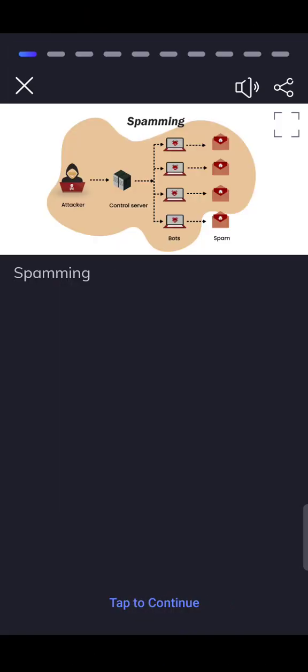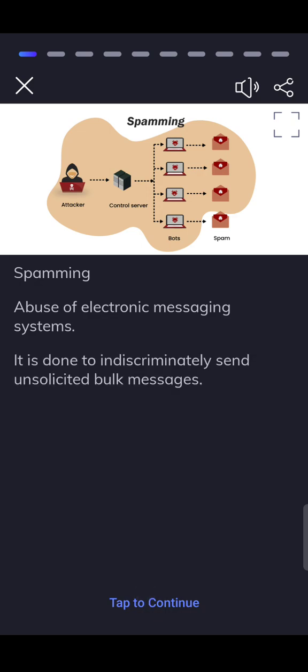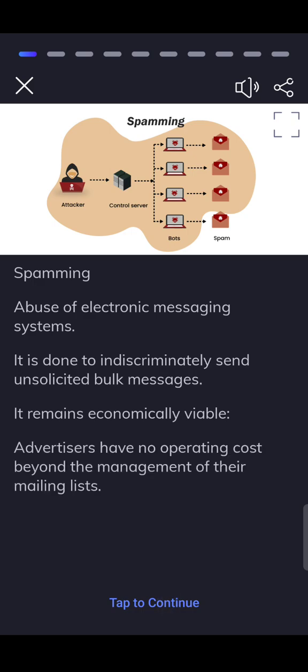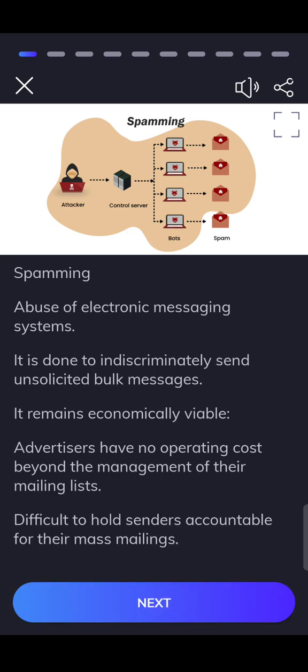Spamming. Abuse of electronic messaging systems. It is done to indiscriminately send unsolicited bulk messages. It remains economically viable. Advertisers have no operating cost beyond the management of their mailing lists. Difficult to hold senders accountable for their mass mailings.